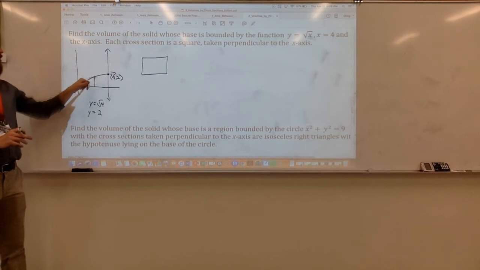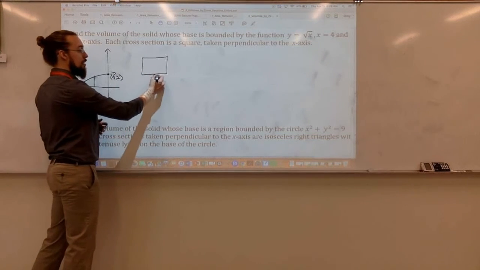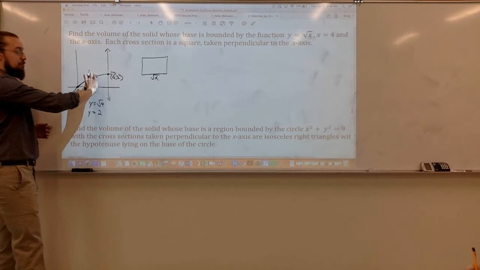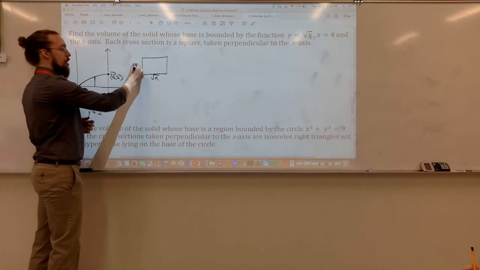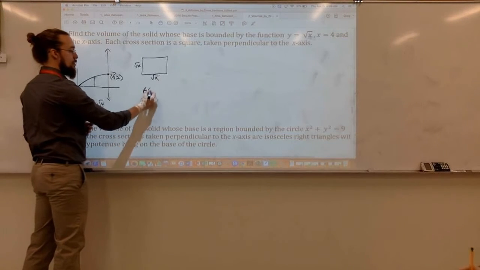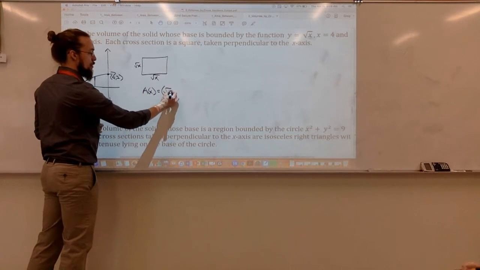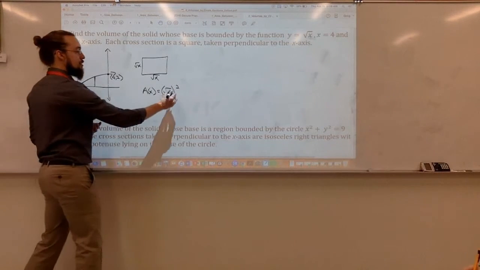So the top function is the square root of x. What's the bottom function? 0, right? It's the x-axis. So I would just have the square root of x minus 0. So I can just say that this base of the square is just the square root of x. Well, that means that the other side is also then obviously the square root of x. So the area of this square is the square root of x squared. It's just x.